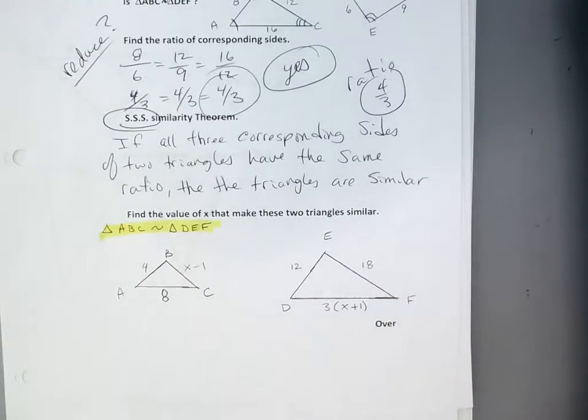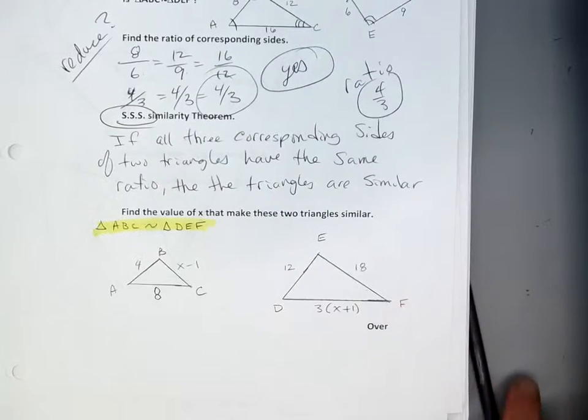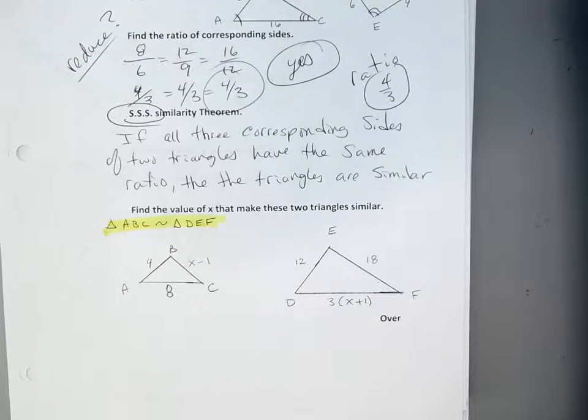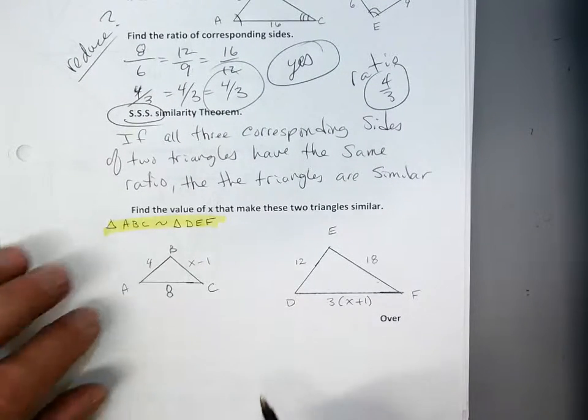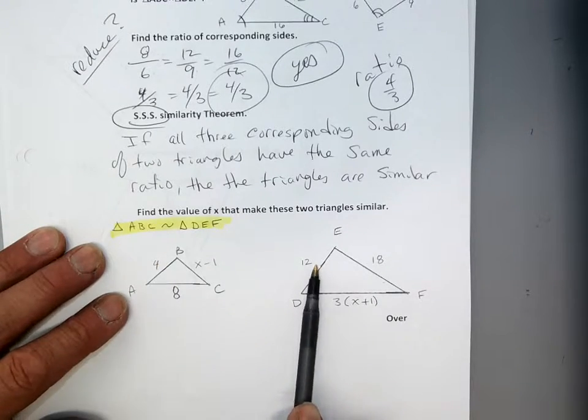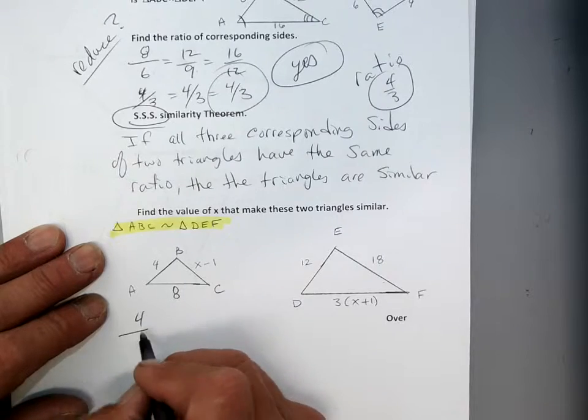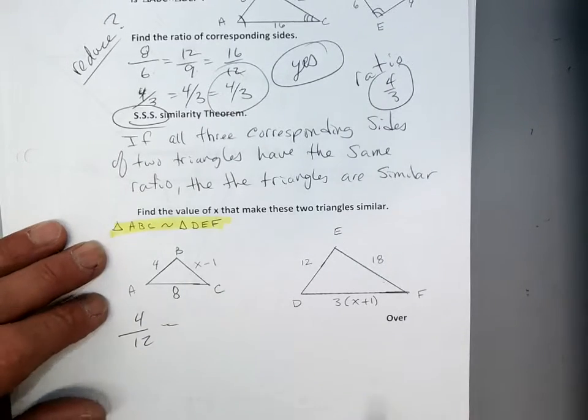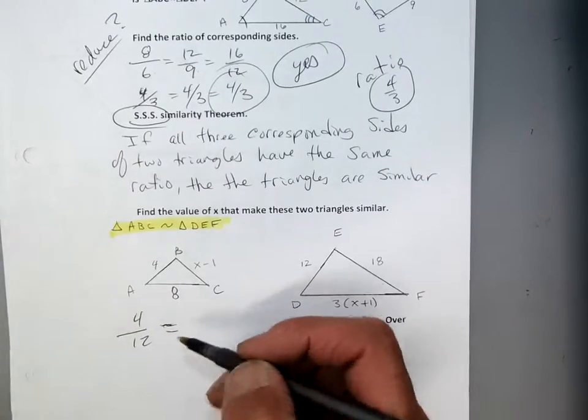So if they are similar, then we know that corresponding sides go together. If I want to solve for x, what I'm going to do first is say, doesn't 4 go to 12? So I'm going to say 4 goes to 12 as, let's see. Now watch this carefully.